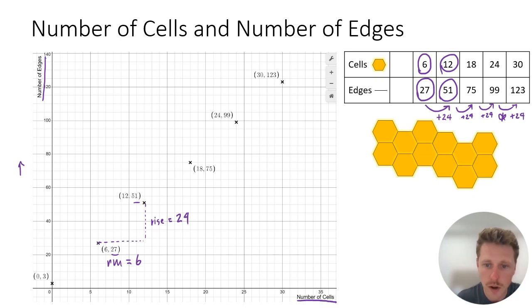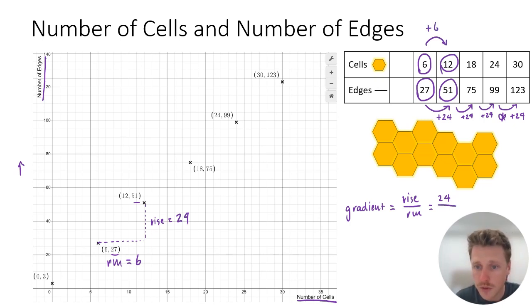Okay, so the gradient equals the rise over the run. We go up by 24. As we go up by 24, what's interesting is our number of cells didn't go up by 1. It actually went up by 6. So 24 divided by 6 is actually 4. So we might say to ourselves, okay, this is the rule then. The number of edges equals 4 multiplied by the number of cells.